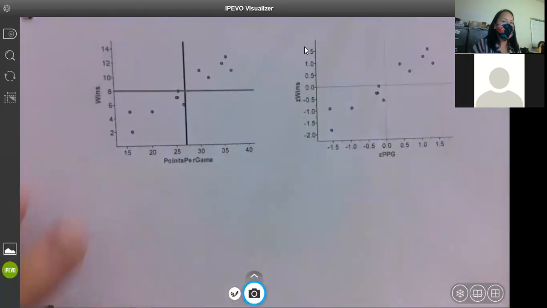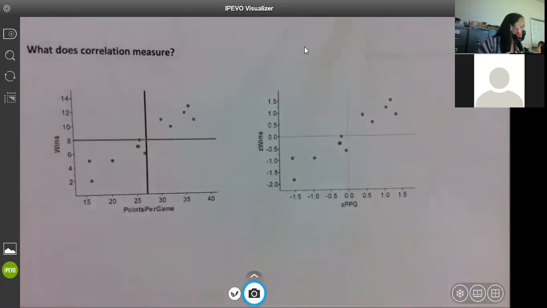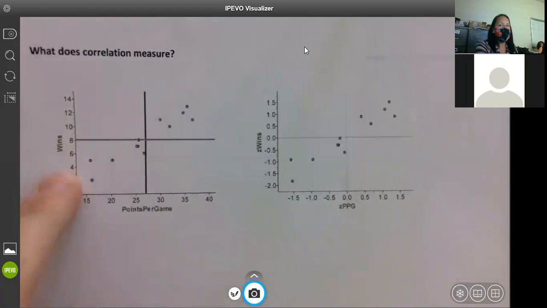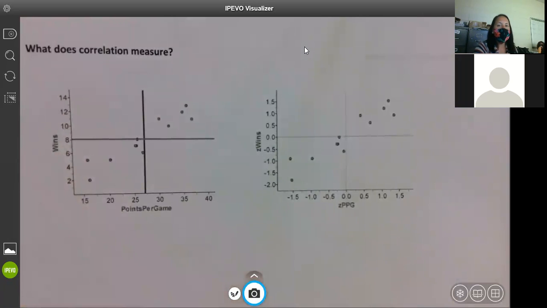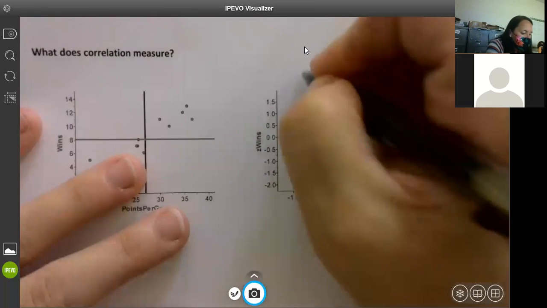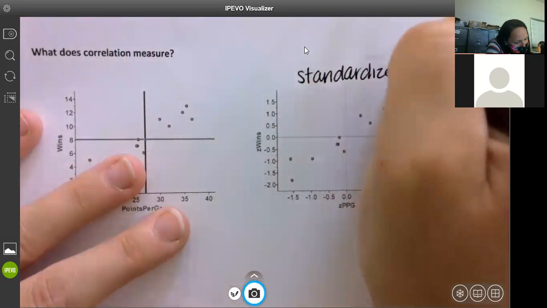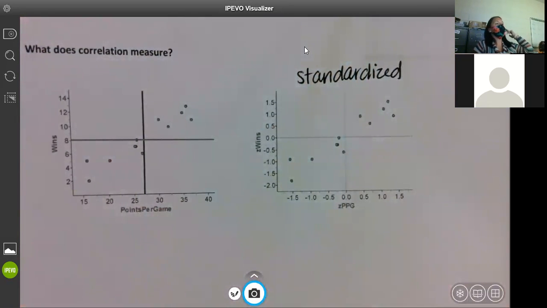All right. What does correlation measure? If you look, it says points per game, and it's got 15, 20, 25, 30 on your scales. Here it has wins. What does this one have? What's different? It's got the Z's. So what did they do to it if it's got the Z's? Standardized it. How do you know it's standardized? The mean is at 0 and your standard deviation is 1.